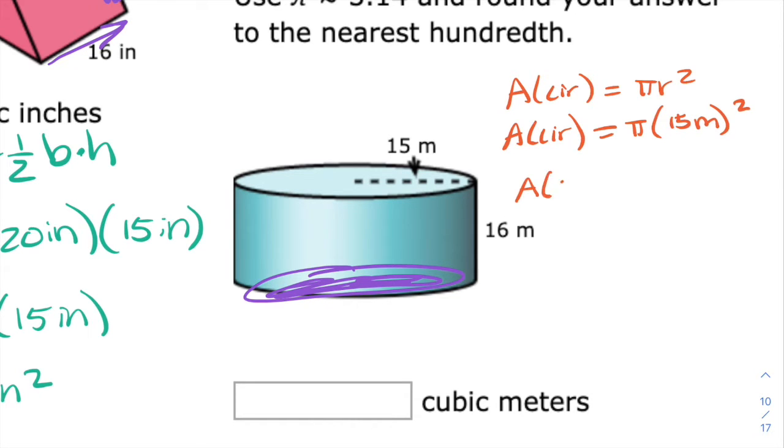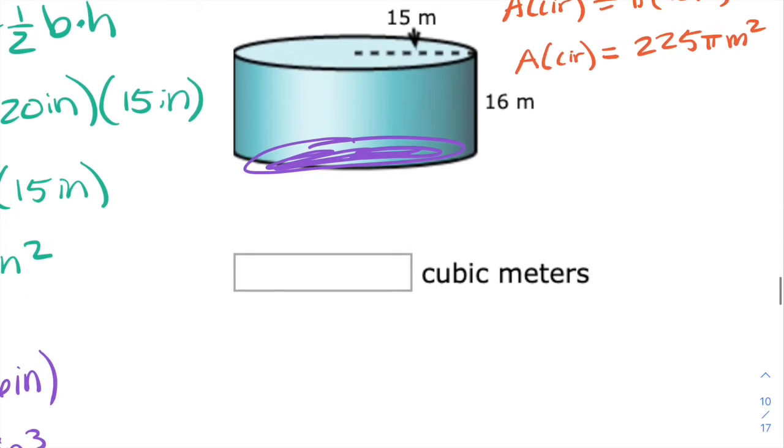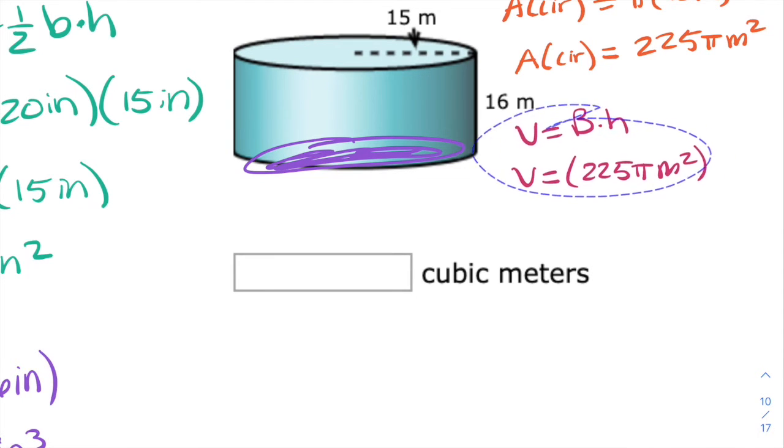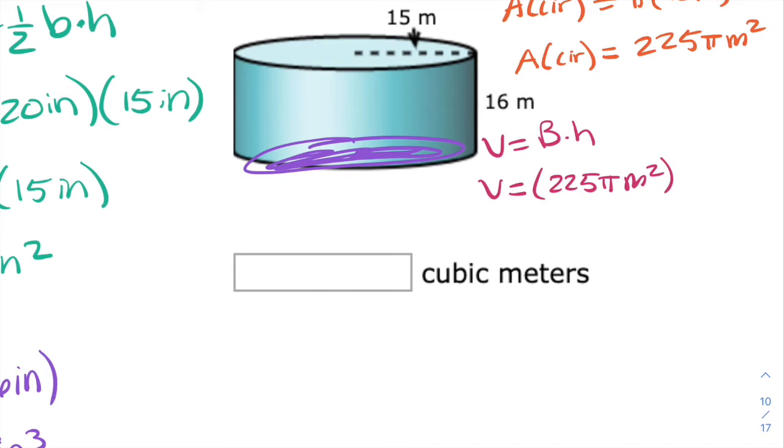So area of my circle is 225 pi meters squared, because meters times meters is meters squared. 15 times 15 is 225, and pi stays for the ride. Okay, and so now volume is going to be base times height. So volume is going to be 225 pi meters squared times my height, which is 16 meters.